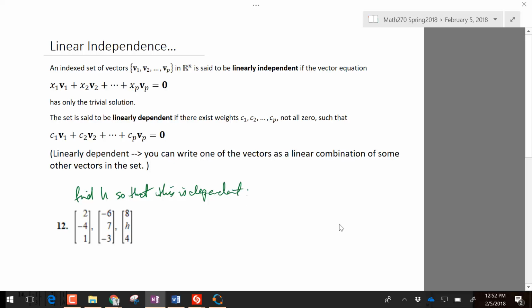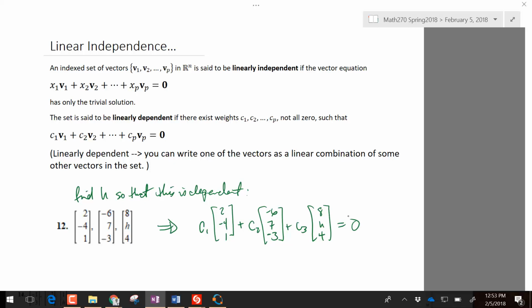So to find h so that it's dependent, we want to basically get this set up so that we have C1 times (2, -4, 1), plus C2 times (-6, 7, -3), plus C3 times (8, h, 4), so that it's equal to 0. And for the dependent case, we want them to not all equal 0. So we want non-zero values for C1, C2, and C3.